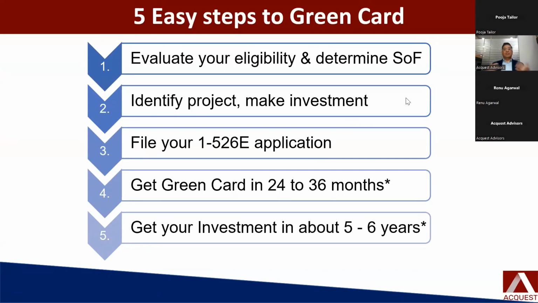Now let us look at what are the steps involved in the EB-5 visa. The first step is we need to evaluate your eligibility and determine your source of fund. Source of fund is an important component for determining your eligibility. We'll talk more in detail in the subsequent slides, but it starts with this process.